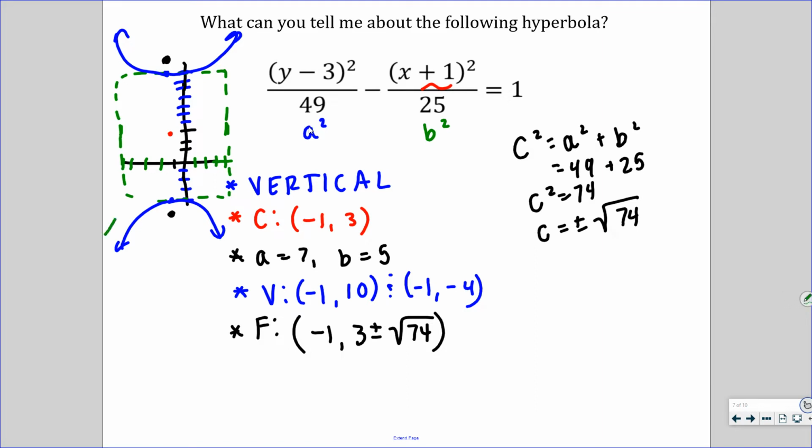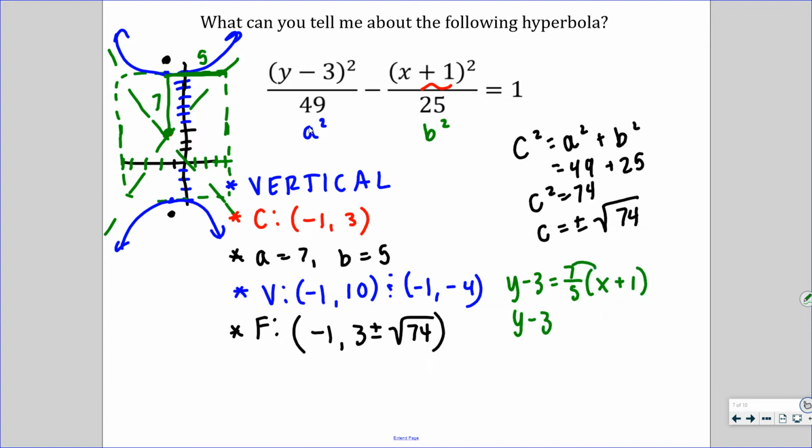Asymptotes, if I were to draw them in, go through the corners of my box and through my center. So I would do in point-slope form y minus the center, so I'll use 3, equals, all right, the slope. So from the center, think your rise over your run. We know we went up 7, because that's what a was. And we know we went to the right 5, because that's what b is. So the slope would be 7/5 times x plus 1. Distribute to put this in slope-intercept form.